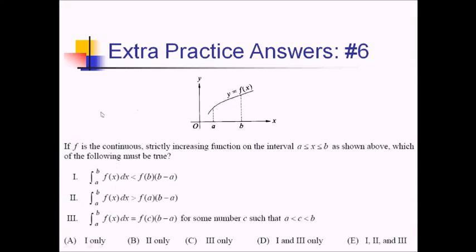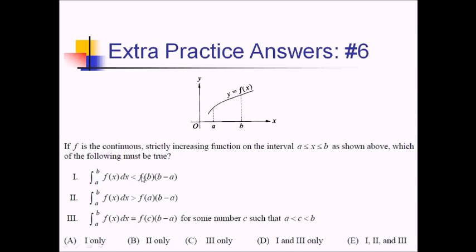On this problem, if f is continuous and strictly increasing on the interval from a to b, which has to be true? So these all involve integrals from a to b, so it's important to keep in mind that the integral from a to b, you're basically talking about the area under this f curve between a and b. So this area here, the true area.